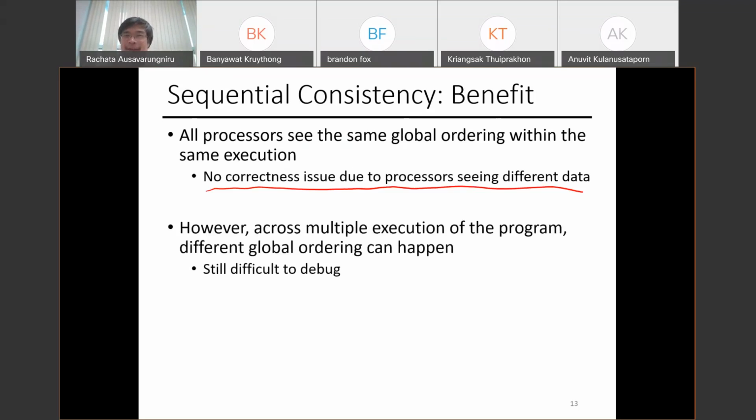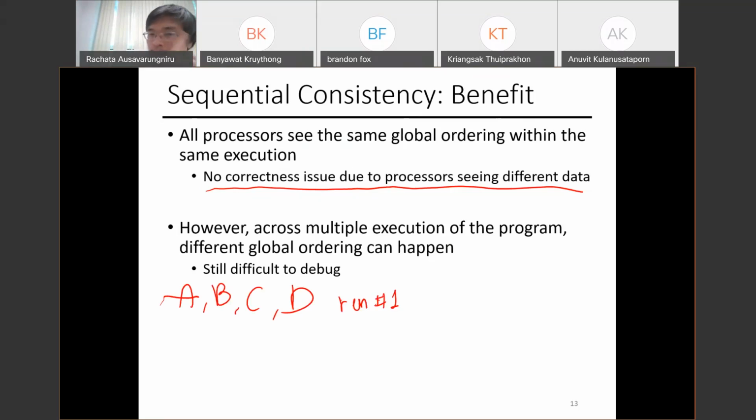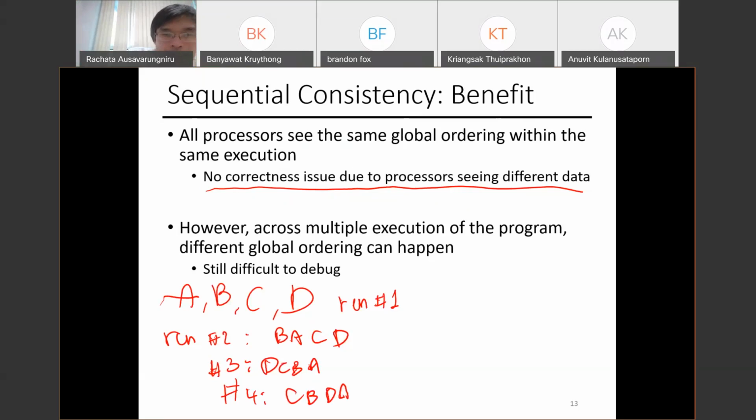It still means that across multiple executions of the program, different ordering can happen, right? So if you look at the sequence A, B, C, D, the first time you run it, you see A, B, C, D. You run it again, you see B, A, C, D. You run it again, you see D, C, B, A. You run it again, all the processors see C, B, D, A. You run it again, you see D, D, C, A.